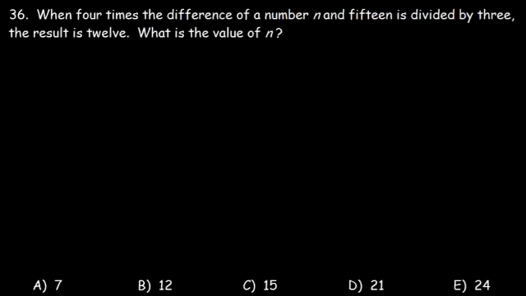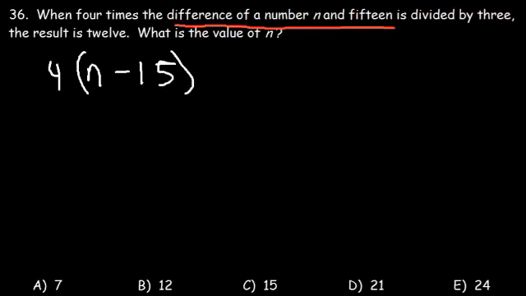36. When 4 times the difference of a number n and 15 is divided by 3, the result is 12. What is the value of n? So let's turn this sentence into an equation. So 4 times the difference of a number n and 15. Let's focus on that part. The difference of a number n and 15. The difference between n and 15 is simply n minus 15. And it says 4 times the difference, so it will be 4 times n minus 15 in parentheses.